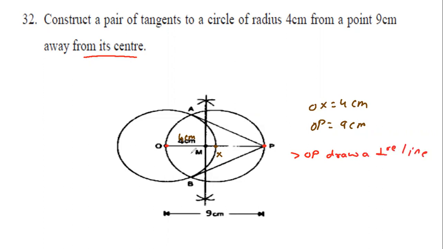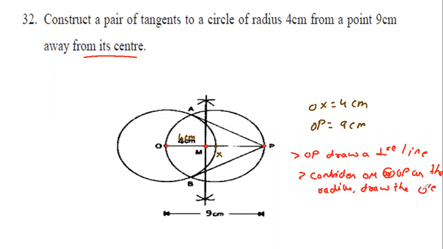So perpendicular line means cutting into 2 equal parts. After that, again from this point, consider OM or OP as the radius. Draw the circle. Consider OM or OP as the radius. Now draw the circle for this.